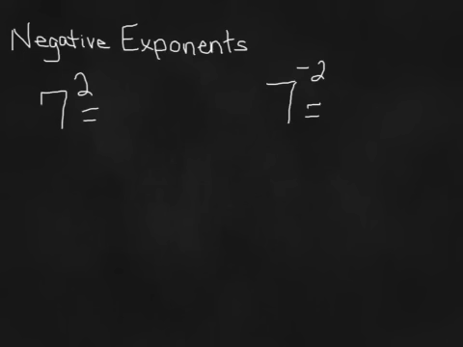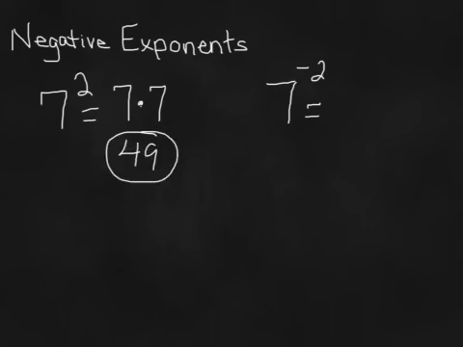So we're all pretty much familiar with this term right here, 7 squared. And we know that if we take 7 and we write it out as a product of factors, that would be 7 times 7, and that gives me 49.